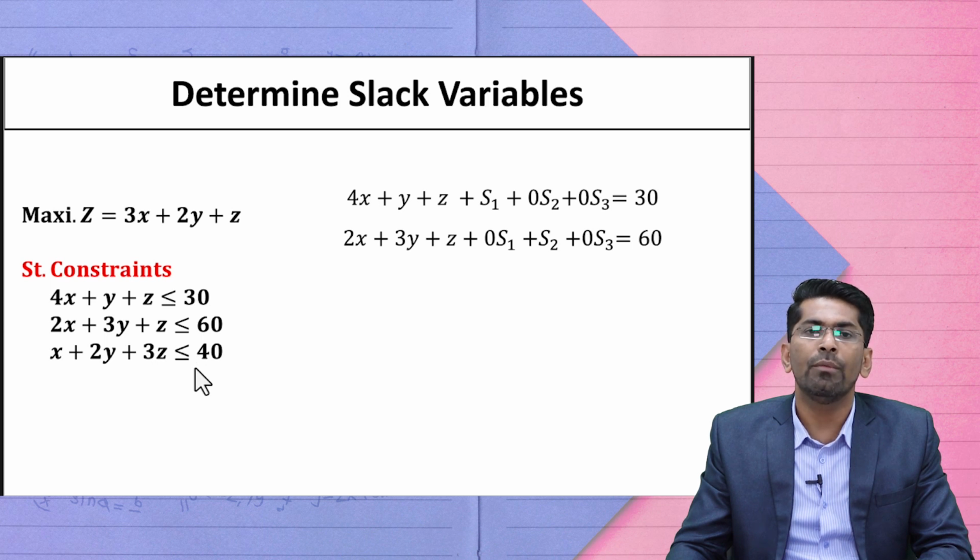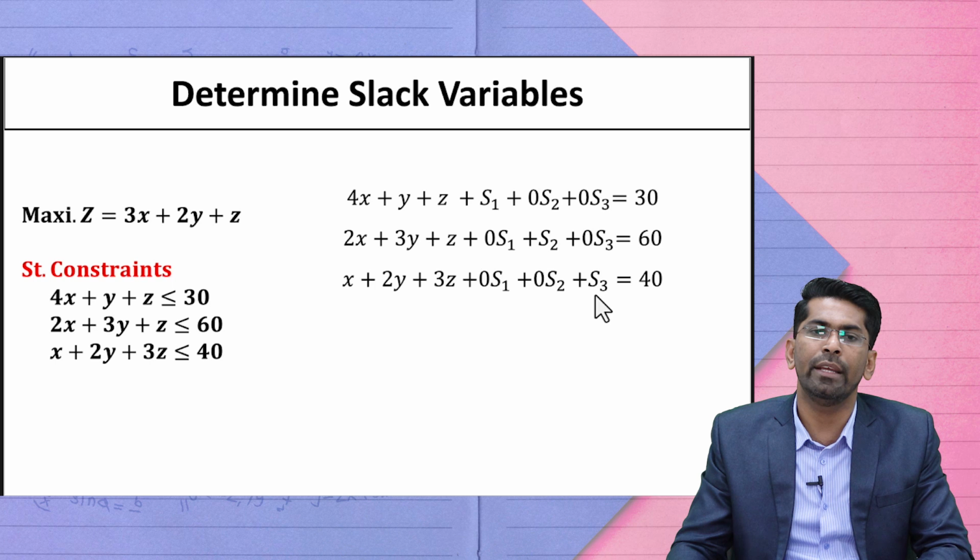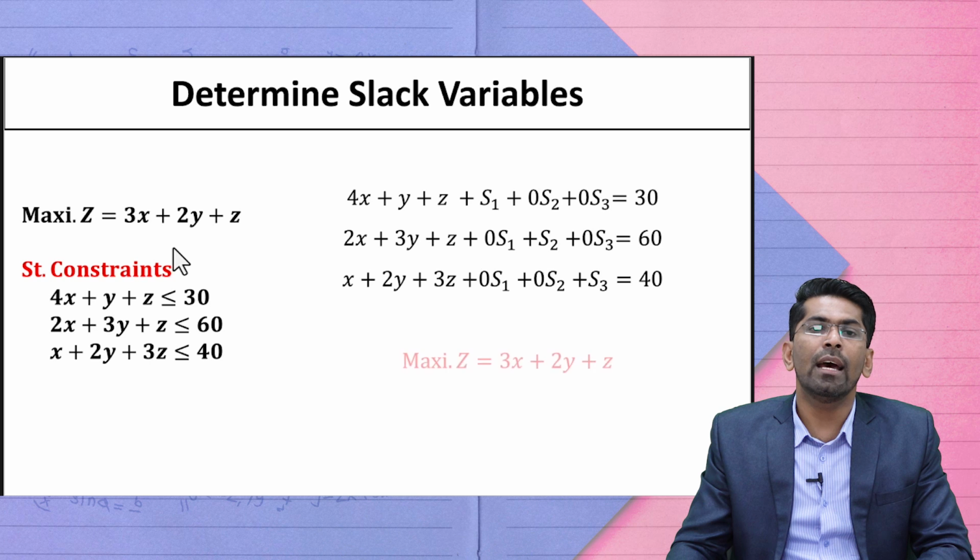Similarly, the third constraint, that is x plus 2y plus 3z, is less than or equal to 40. Now I am going to convert it by adding the slack variables. So it will become x plus 2y plus 3z plus 0 S1, 0 S2 plus S3, that is the coefficient of S3 is 1. And we are converting this inequality sign, less than or equal to, into the equality sign, which is equal to 40.